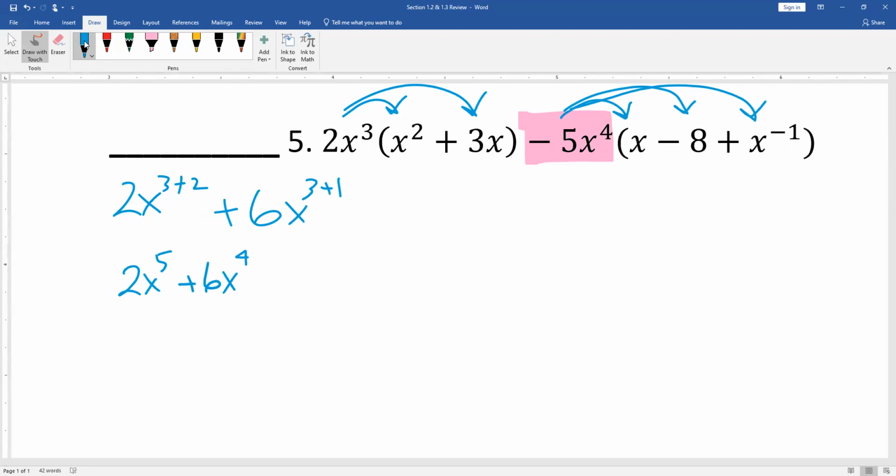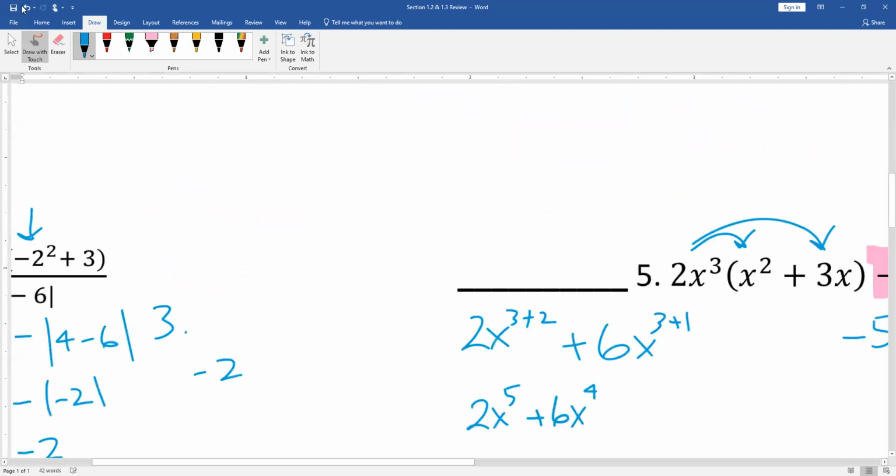All right, then we combine the negative 5x to the power 4 with the negative 8 and x to the power of negative 1. So this is negative 5x to the power of 4 plus 1, because remember that's an understood exponent of 1, minus negative 5 times negative 8 is positive 40. That's why we take our sign. And then the exponent doesn't change, x to the 4th.